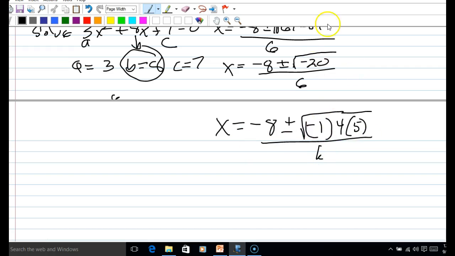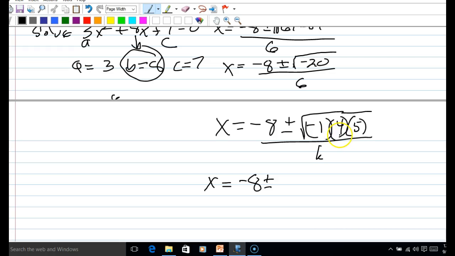Now remember, we have the square root of a negative quantity, so that's going to give us an imaginary number. 20 is not a perfect square, but I can break it down into the product of two numbers, one of which is a perfect square. 4 is a perfect square. So x is equal to negative 8 plus or minus the square root of negative 1 is i. Remember, we learned that when we were discussing imaginary and complex numbers. And the square root of 4 is 2.